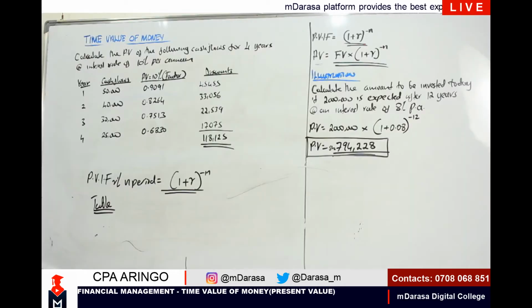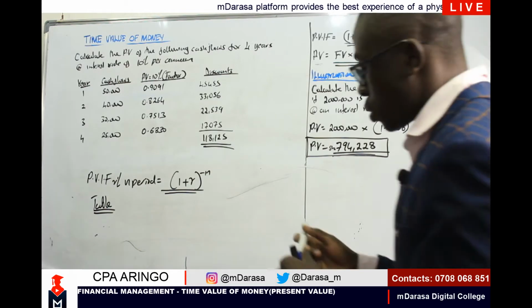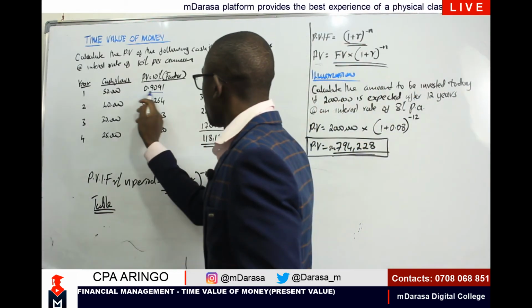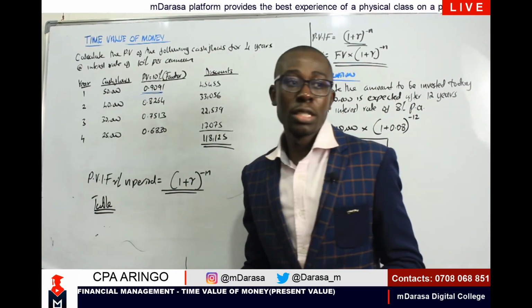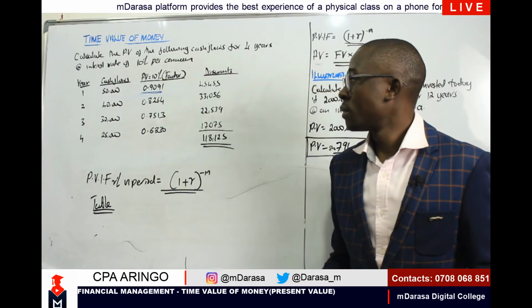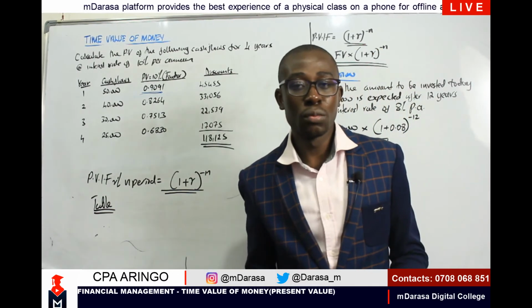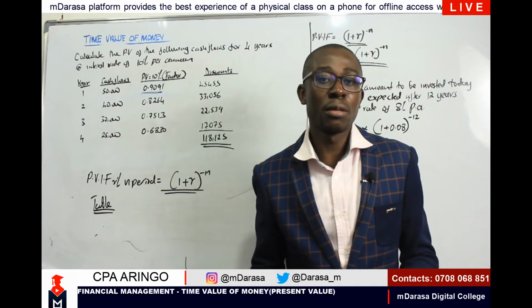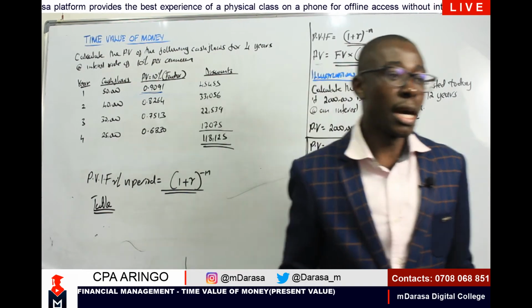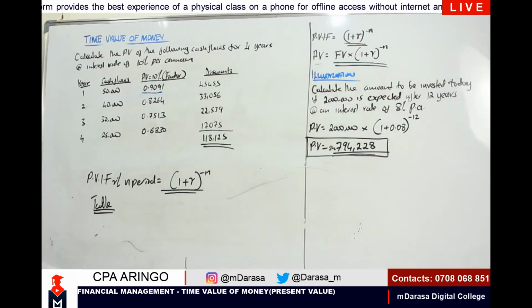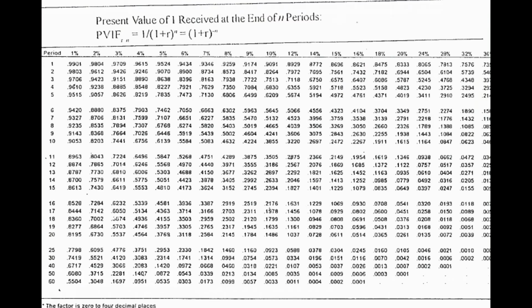And if you look clearly here, when we did it with our calculator, we also determined the same factor, 0.9091. What about year 2? Year 2, the same concept, my good students, will apply. Come and check your table. The same procedure will apply.